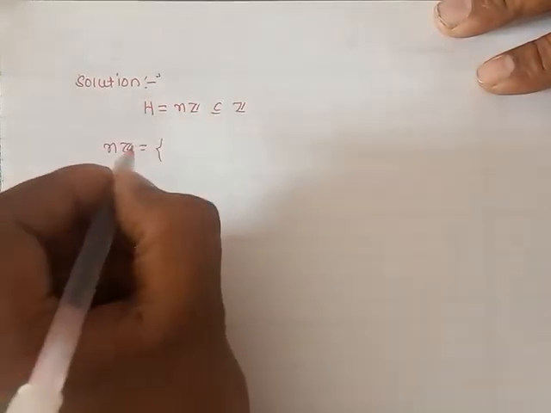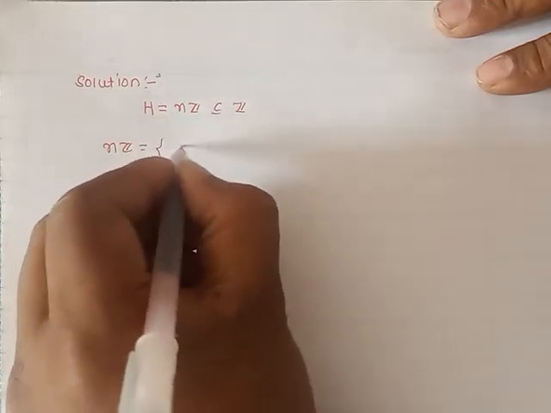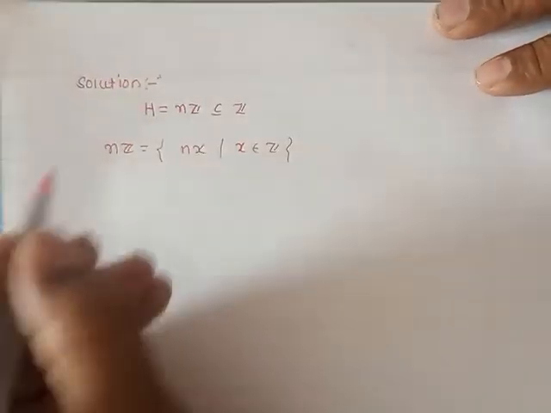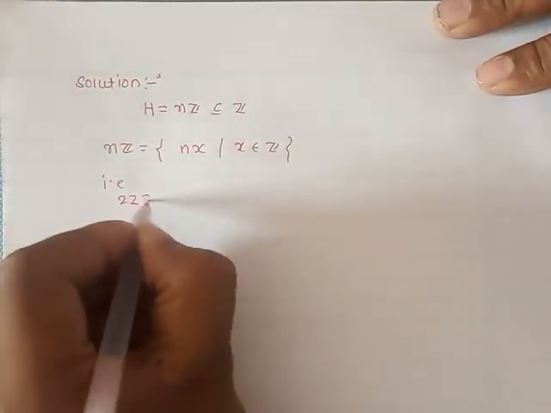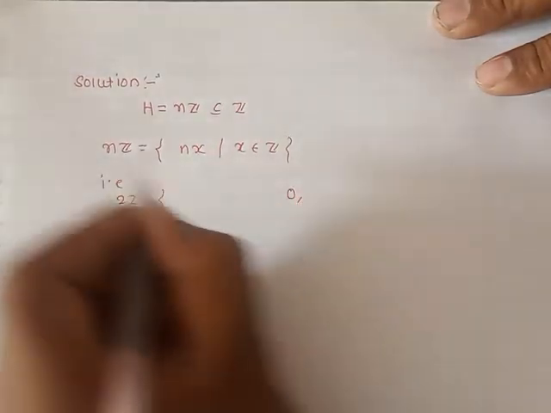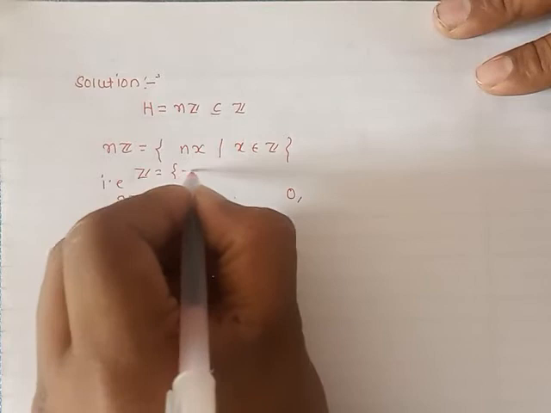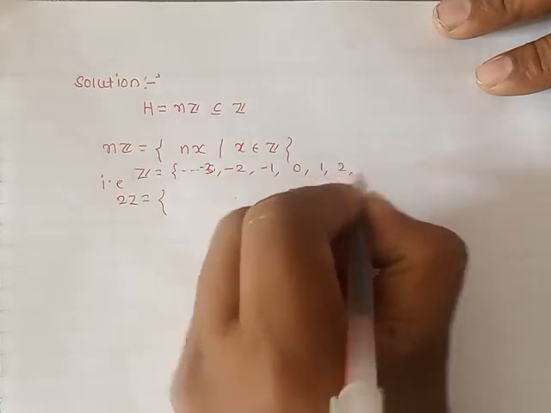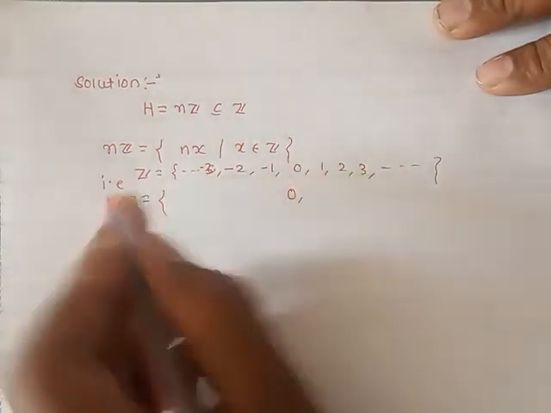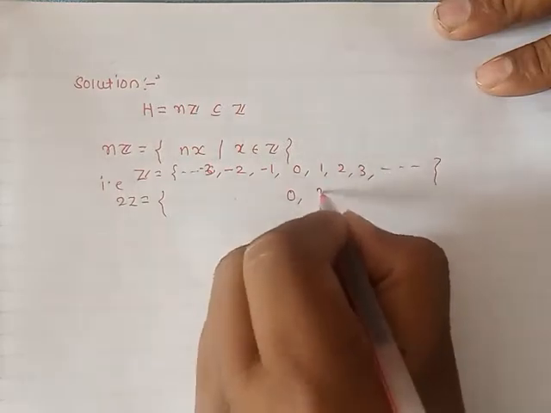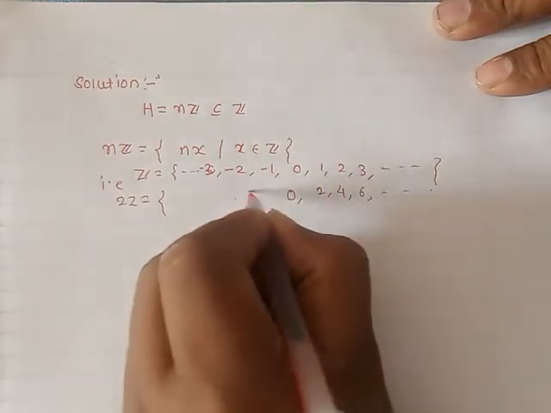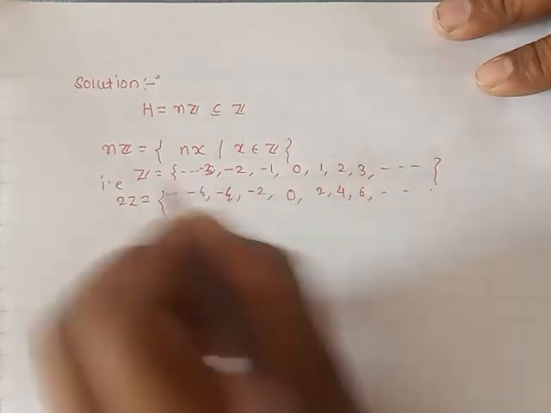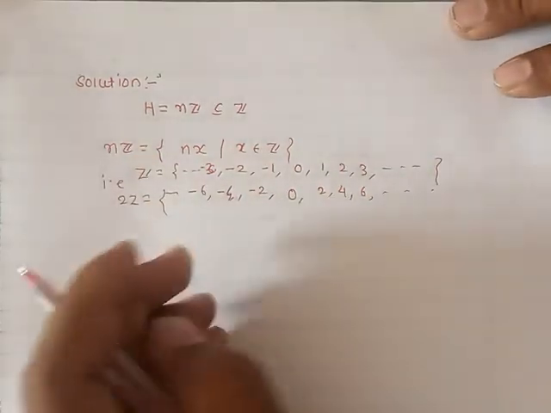What are the elements of nZ? These are n multiplied by x, where x belongs to Z. For example, 2Z is equal to what? First, Z is what? Minus 3, minus 2, minus 1, 0, 1, 2, 3, and so on. This is Z. Now 2Z is what? 0 into 2 is 0, then 2, 4, 6, minus 2, minus 4, minus 6, and so on. So 2Z is a subset of Z.